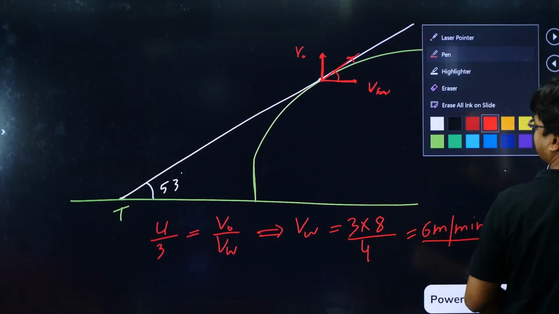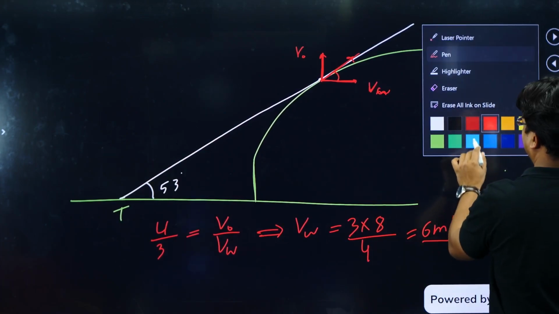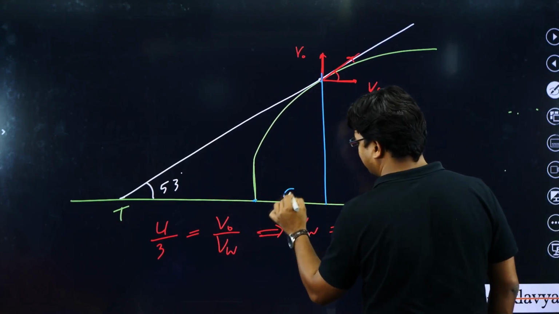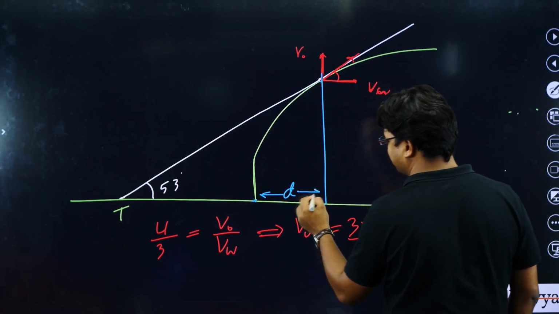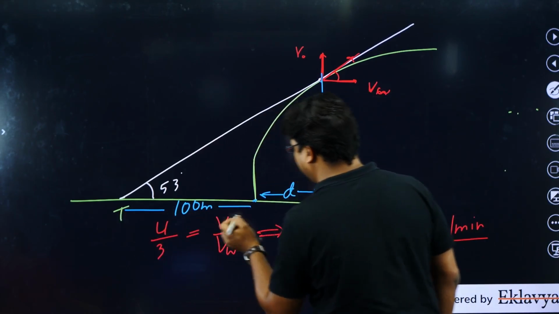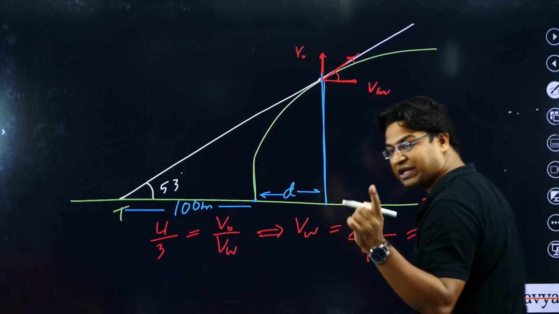So this question is asking us to find the horizontal drift of the balloon. The balloon started from here, and right now it is here. Let's call this drift D. This is the distance we want to find out. We already know that this distance is 100 meters. We don't know this height yet; we will calculate it.